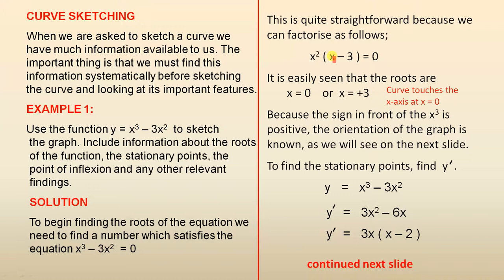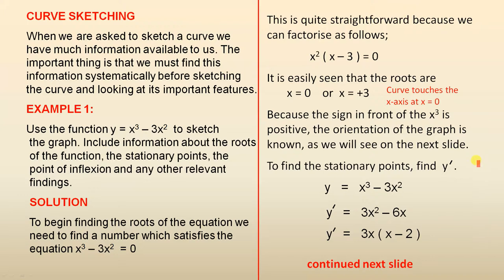x equals 3. Now note very carefully, because there's an x squared here, the curve touches the x-axis at x equals 0. We'll see that later when we sketch the curve. Because the sign in front of the x cubed is positive, the orientation of the graph is known, as we will see on the next slide.